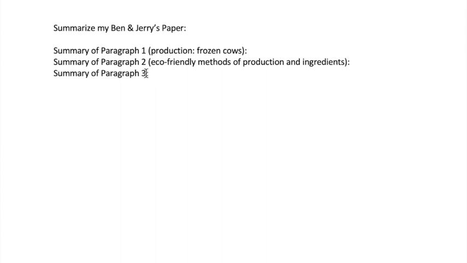In my Ben & Jerry's paper, my first paragraph was about production. Remember we talked about frozen cows? My second paragraph was about eco-friendly methods of production and ingredients. And my third paragraph was about ingredients used. If we looked back at my first paragraph, we would find out that the production was really efficient. That's what the whole paragraph was about, and it was about the efficiency of frozen cows.